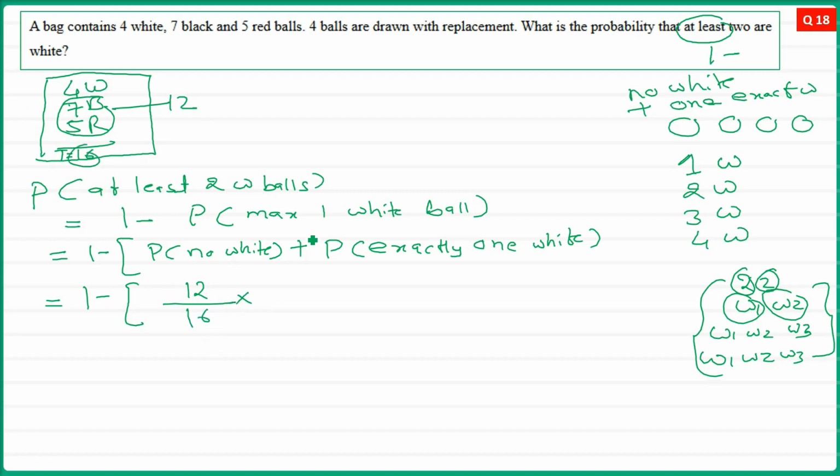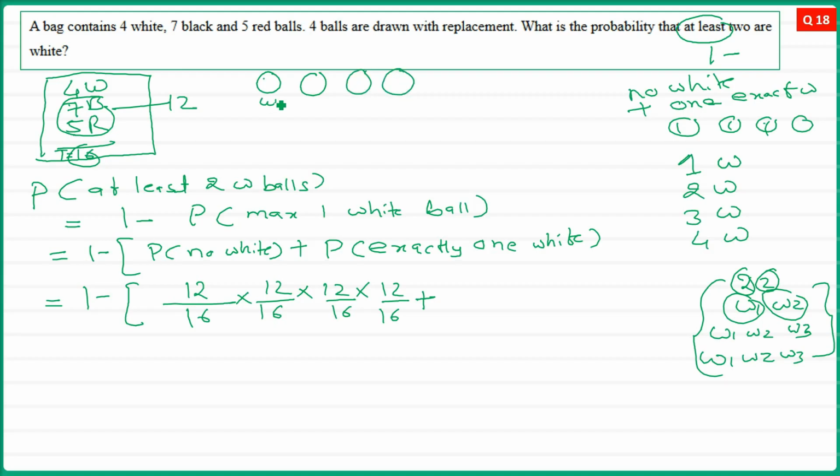Total numbers are 16 cases. Replacement is there. Again 12 by 16. Then again 12 by 16, the third ball also can be from the 7 black and 5 red balls. So 12 by 16, 4 times, because there are 4 balls with replacement. Now the next thing is exactly 1 white ball. So in these 4 draws, when we are drawing one by one, any white can come, but one white has to be there.